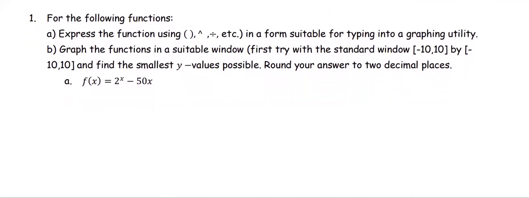In these examples, part A, express the function using parentheses, the power, division, etc. in a form suitable for typing into a graphing utility. In part B, graph the functions in a suitable window. First try the standard window, -10 to 10 for the minimum and maximum x, and -10 to 10 for the minimum and maximum y, and find the smallest y value possible. Round your answer to 2 decimal places.